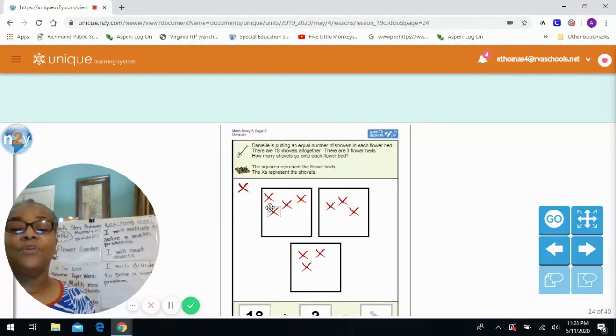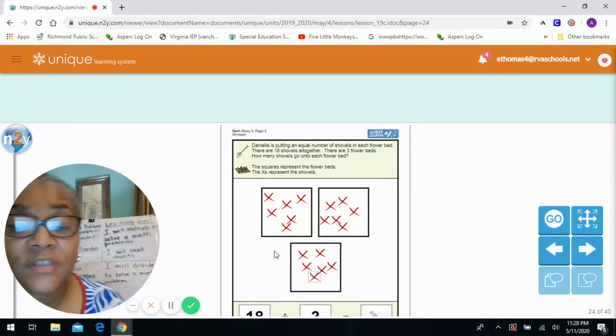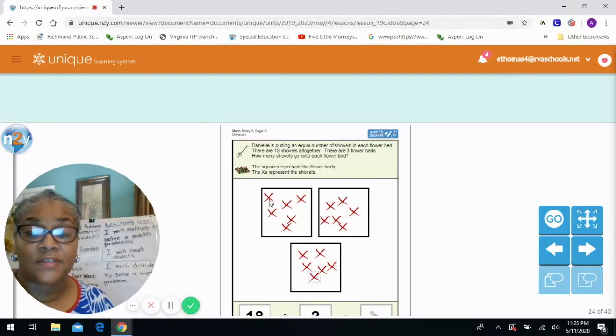So if you don't know, you draw your pictures. You get your 3 holes and then you just keep counting until you finish with all of the shovels, putting all your items in each hole. And we're done. So let's count what's in each hole.